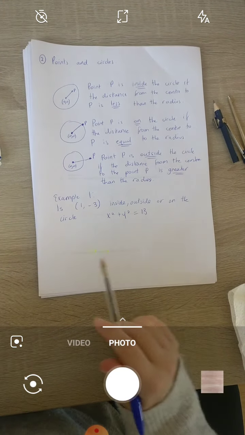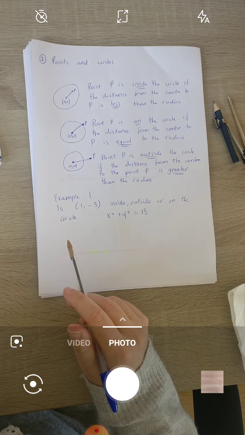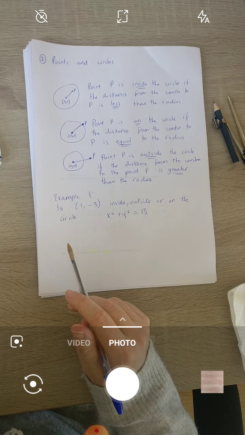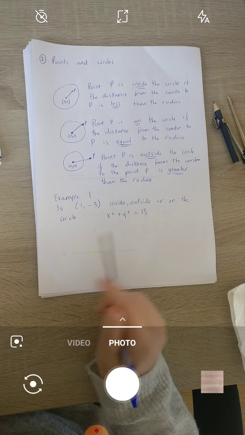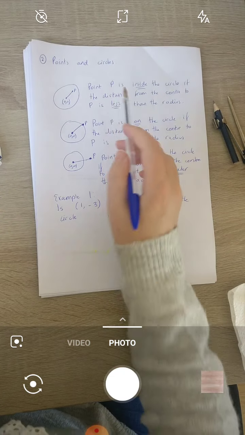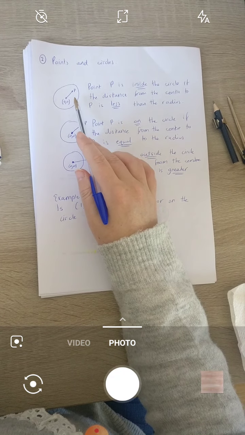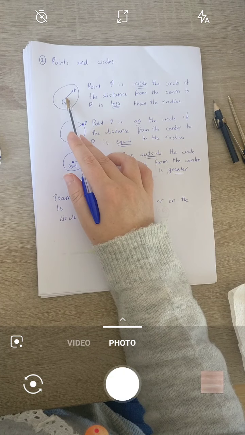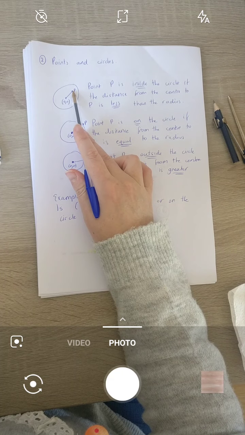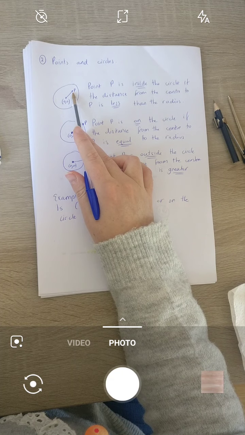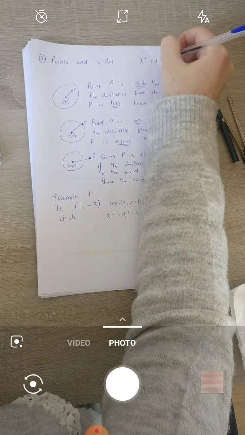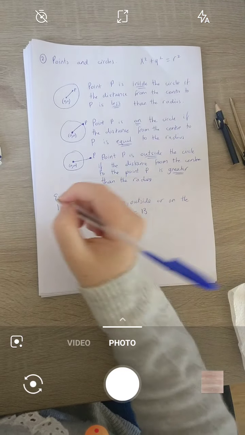Okay, so let's move on to the next part. There are 3 different things we're going to look at here. So points and circles. Now we would have seen this before, when you're subbing in for the line. But what we're looking at here is the point P is inside the circle if the distance between the center and the point P is less than the radius. Okay, so keep in mind we're still looking here at x squared plus y squared equals r squared.